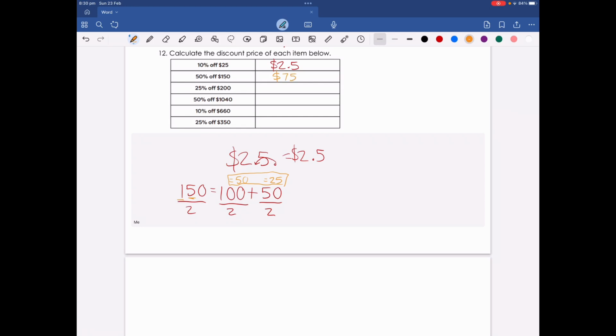25% of 200, we know that 200 is half of our half. So if we half that, snip, cut in half, that equals 100. And if we cut that in half, well, cutting 100 in half leaves you with 50. So that's $50. All right, those were the 3 that I asked you to do. So you know how to do 50, you know how to do 10, you know how to do 25. So you're all good to finish that by yourself.